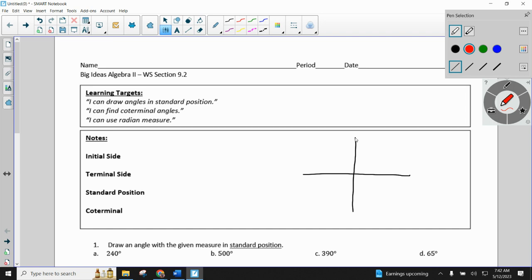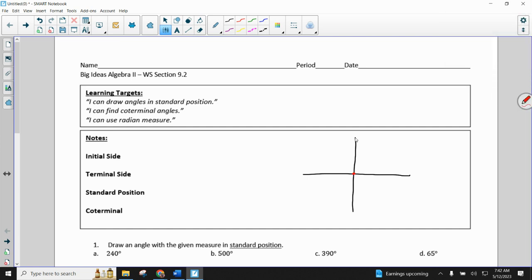And we wanted to draw, let's say, some kind of 135-degree angle. Well, if we start at the origin, (0, 0), and we put one side of an angle out this way, this initial one that starts at (0, 0) and travels down the x-axis to the right is called the initial side.